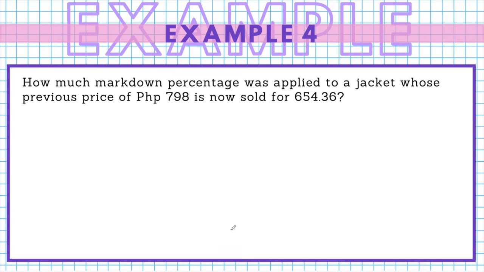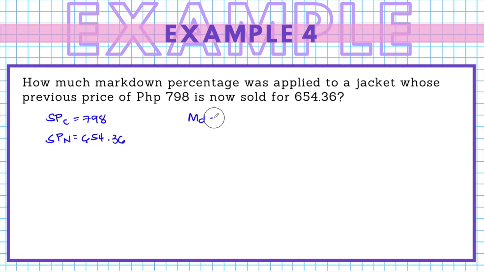How much markdown percentage was applied to a jacket whose previous price of $798 is now sold for $654.36? Now, it is obvious here that the old selling price or the current selling price is equal to $798, while the new selling price is $654.36. Now, to determine our markdown percentage, we need to first identify what is our markdown.